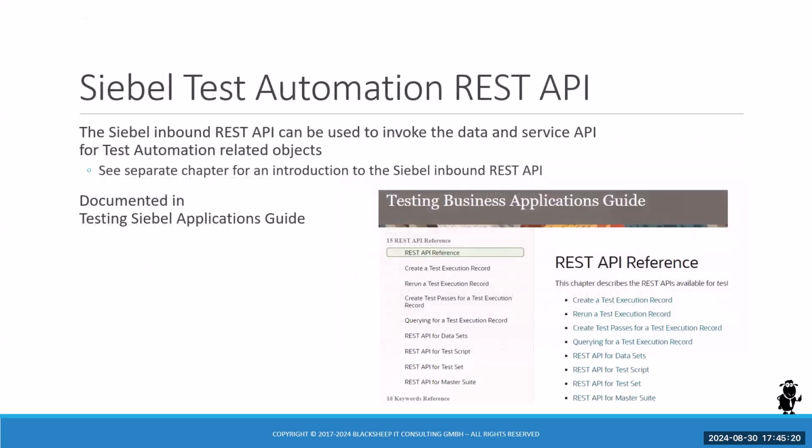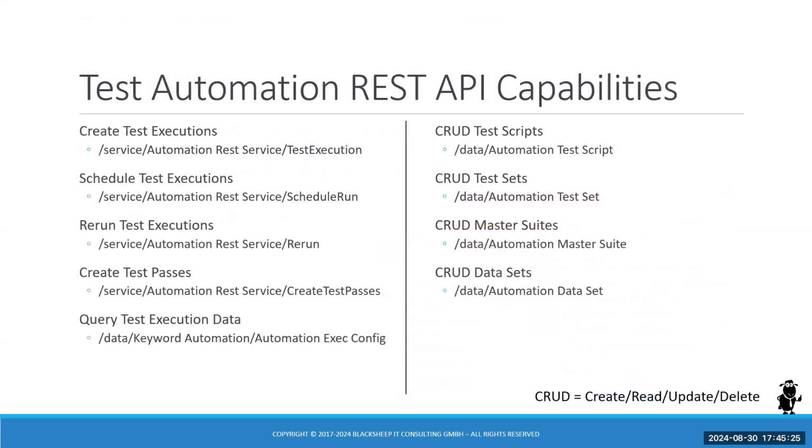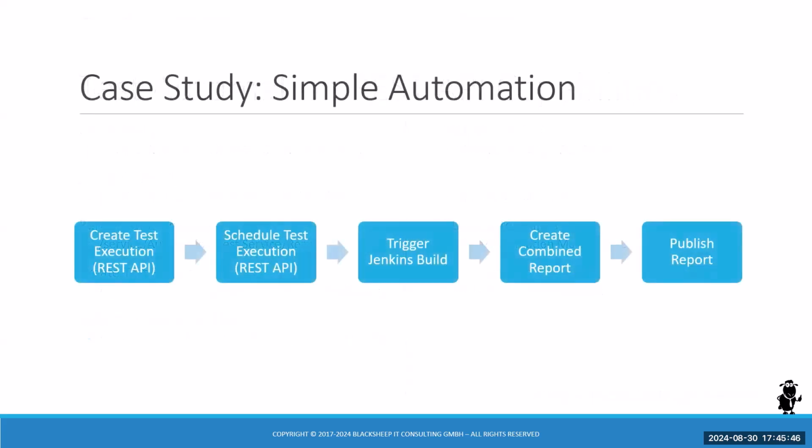And there is even a fully documented REST API for test automation, which we use. And of course, it's built on top of the Siebel inbound REST API. There's a business service, the main business service here, the automation REST service that you can call. You can call the data functionality to even dynamically create test scripts, test sets, master suites, test executions. And we implemented a prototype first, and that prototype evolved into the nightly build, the nightly test that we do.